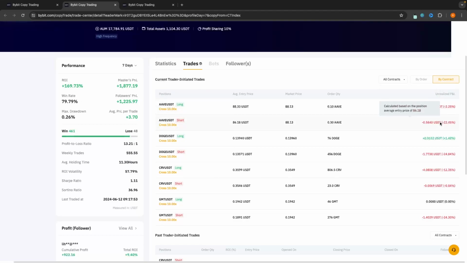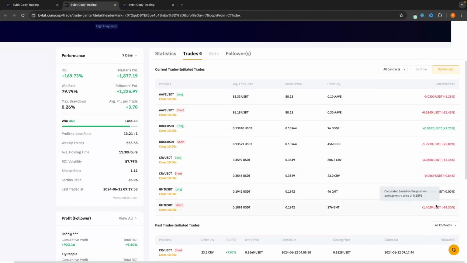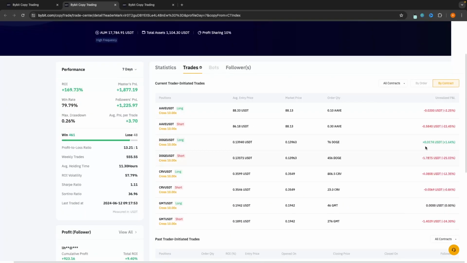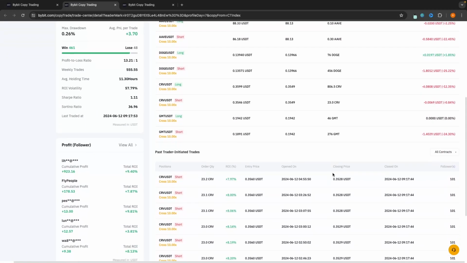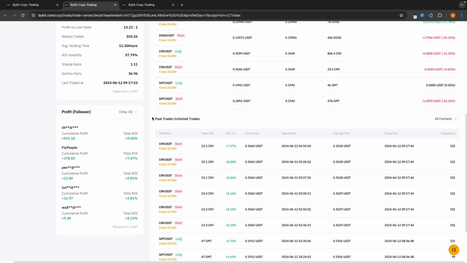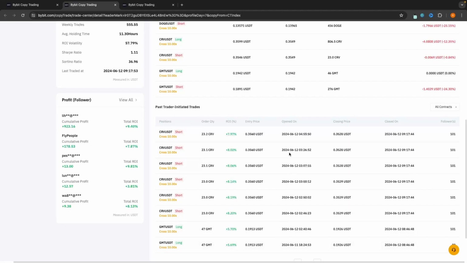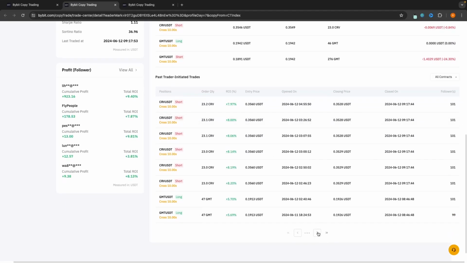And we can see that most of these trades are actually losing. Like this is 24% down, this is 25% down, 22% down. So right now these trades are not looking the best. But if we look at trades that he has been in the past and he has closed out of, we can see these are the trades right here. And all of these look pretty profitable.